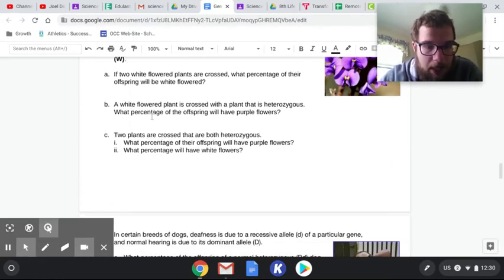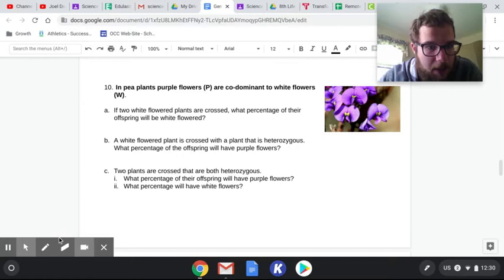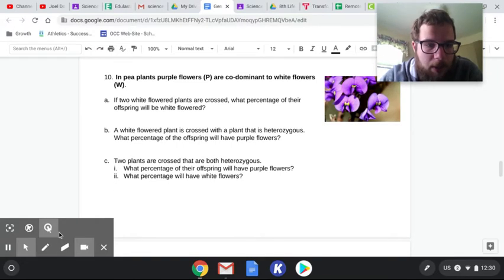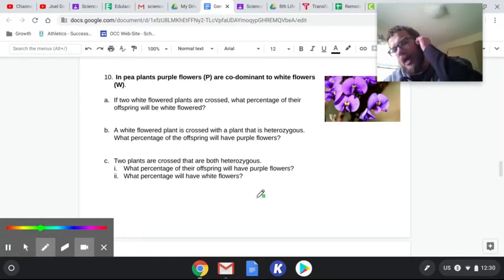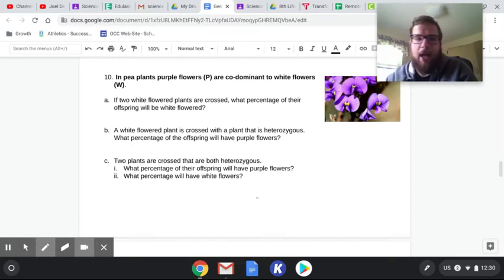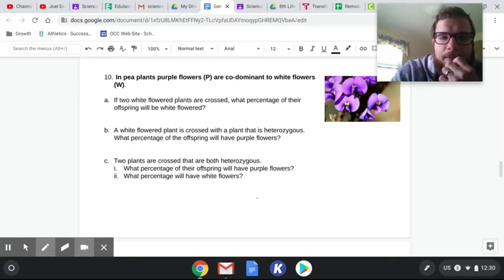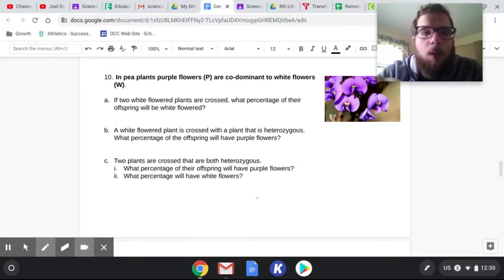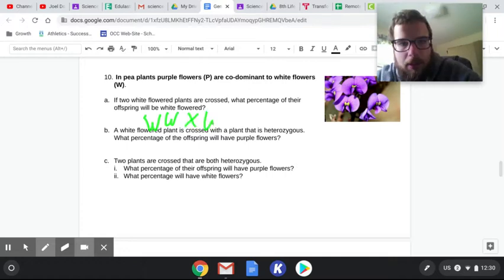Let's go to 10. Codominant. Okay, be careful here. Don't get silly because it says codominant. We've got pea plants. Purple flowers are codominant to white flowers. If 2 white flowered plants are crossed, what percentage of their offspring will be white flowered? Well, what's a white flowered plant look like? It's got to be WW crossing with WW.